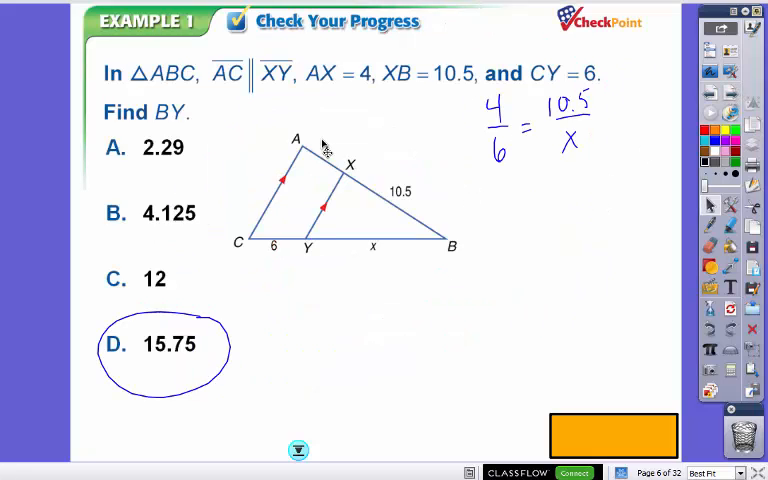So here's a problem where you can do the 4 over the 6 and the 10.5 over the x, cross multiply, and we get this answer here of 15.75.